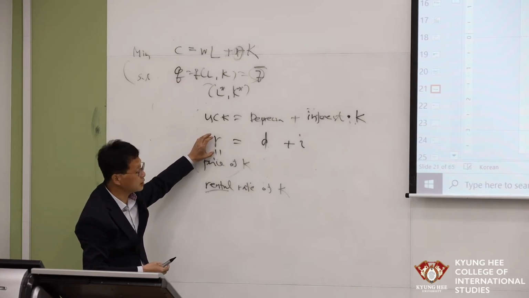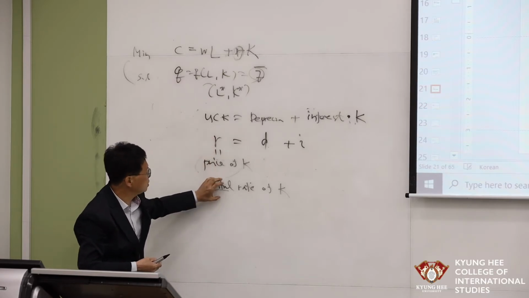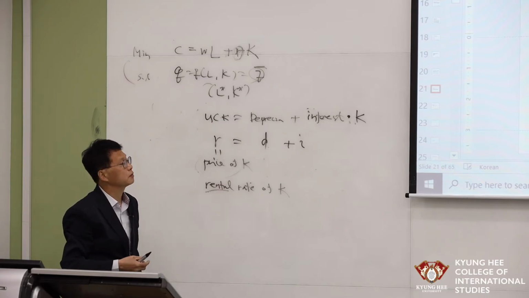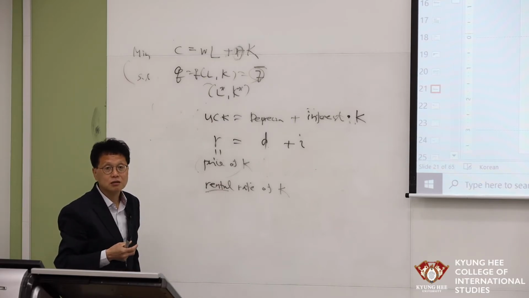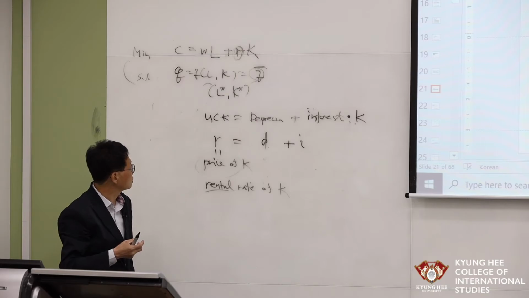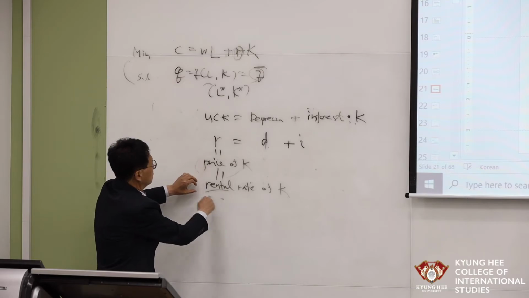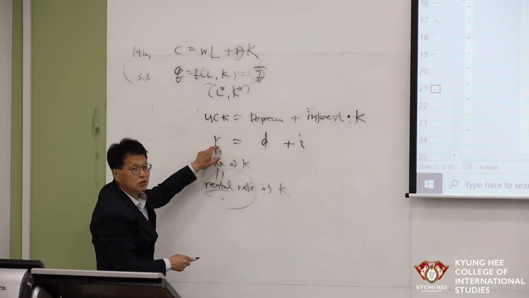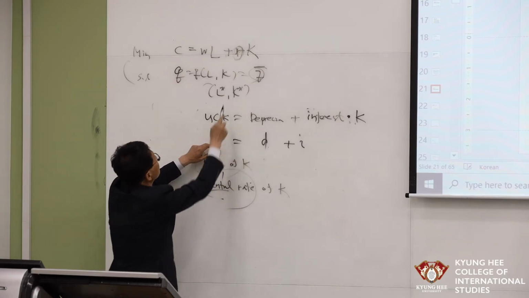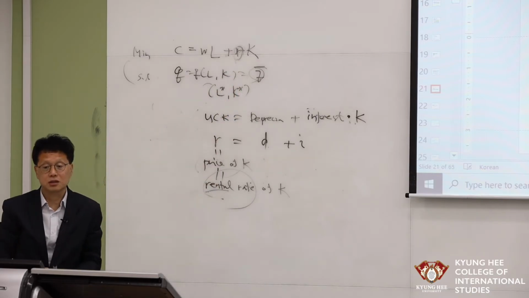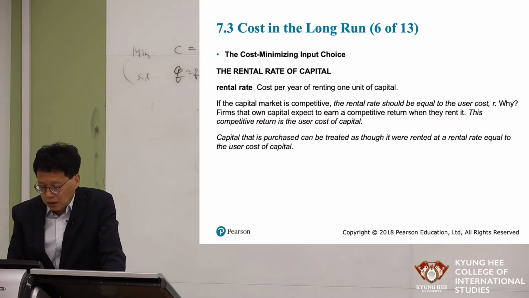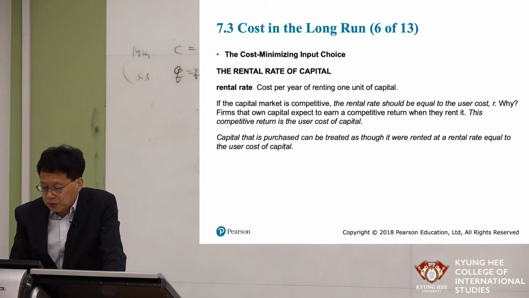This is a price from the perspective of owners. This is a price from the perspective of renters, borrowers, right? Can you understand? So this one is the same as this one. So the rental rate of capital stock is R, actually the same as this. This R is here in this cost function. Capital, look at this. The capital market is competitive, the rental rate should be equal to the user cost R.